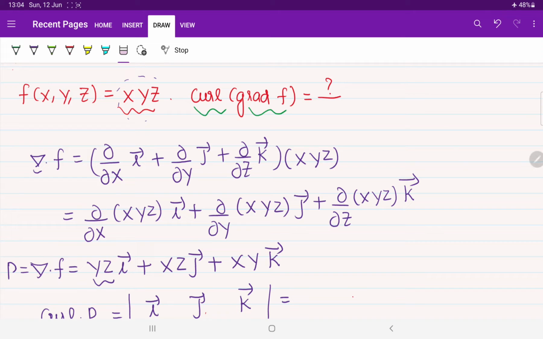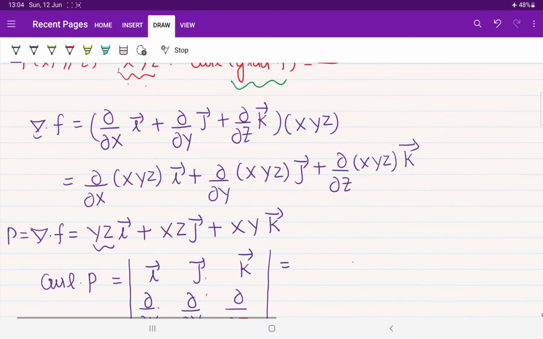Okay sir. Now let us see how to express the answer for curl of gradient of f. First, we will catch up only gradient of f. After that, we will calculate the curl. Gradient of f, we know how to represent: dou by dou x into i vector, dou by dou y into j vector, dou by dou z into k vector, dot function f, which is simply xyz.